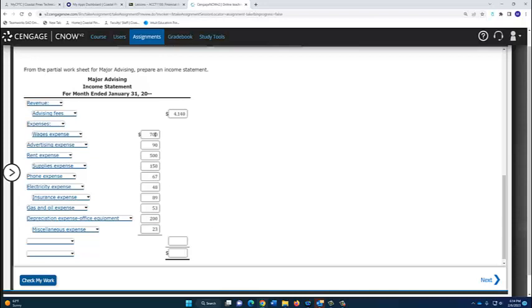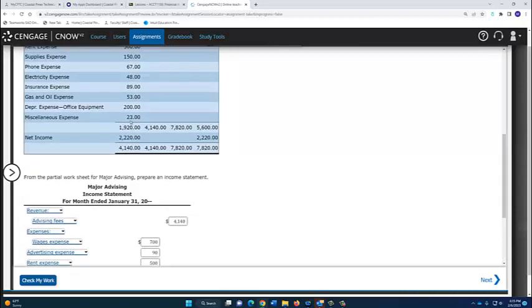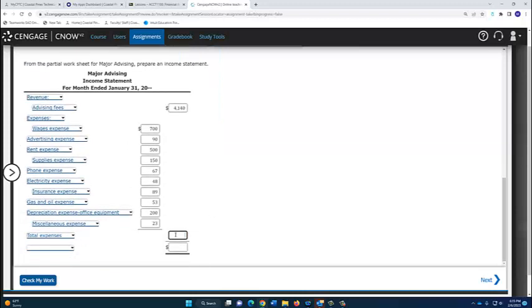Okay, once we have them entered, we'll just add them all up and enter the total expenses directly under the revenue figure, and the worksheet even adds it up for you, so that should be $19.20. And to get the net income, we simply subtract the expenses from the revenue, and we'll get a net income of $22.20.